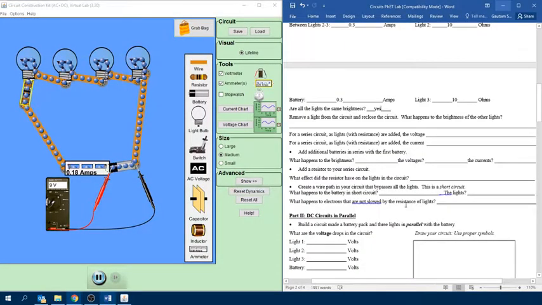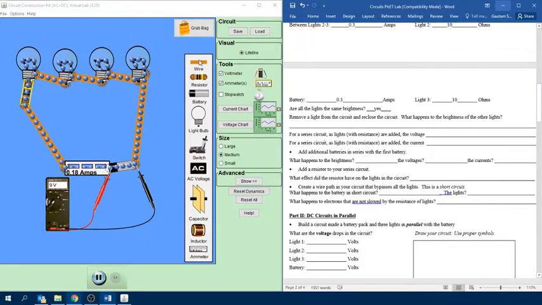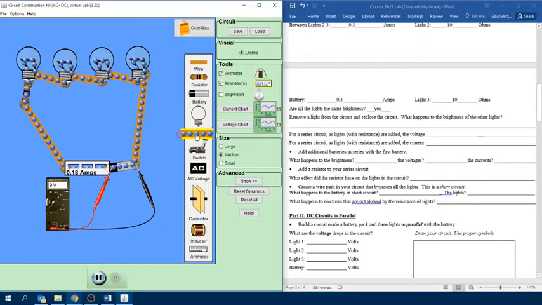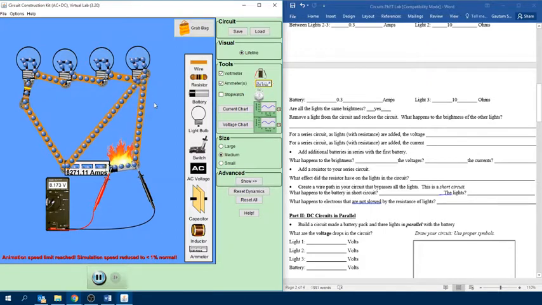Okay, now they do ask for one last step, which is to create a power path in your circuit that bypasses all the lights. Take a look at what happens. So what happens to the battery in the short circuit? It catches fire. If you take a look at it, notice its voltage says 8.173 volts. At this point, it cannot properly measure voltage.